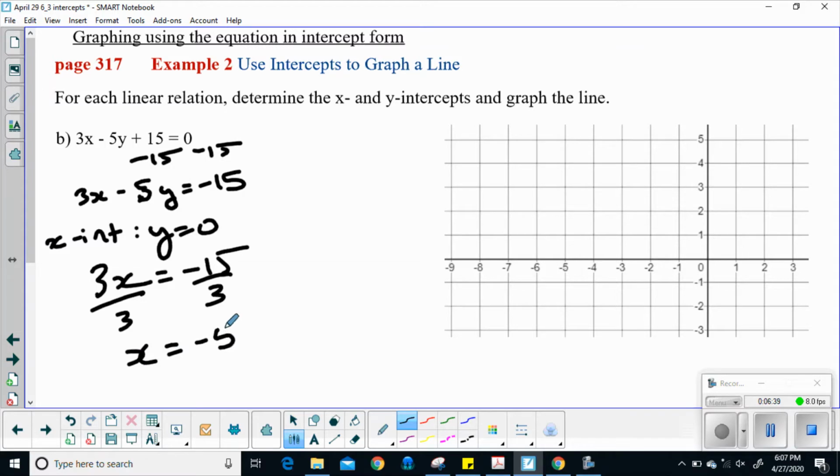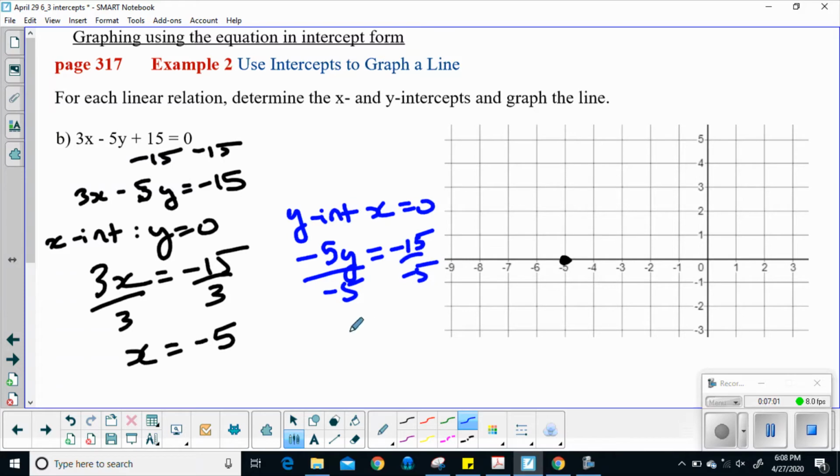So x is equal to negative 5. For my y-intercept, I know that means that x now has to be equal to 0, so the x is now gone, and I'm left with negative 5y equals negative 15. Nice little one-step equations, eh? Divide by negative 5, divide by negative 5, and you get y equals 3.